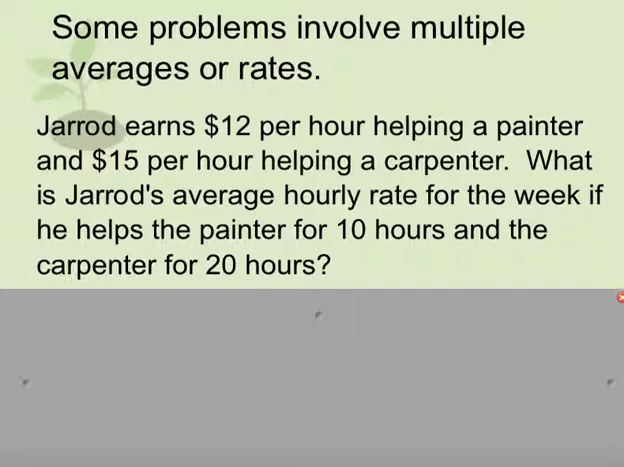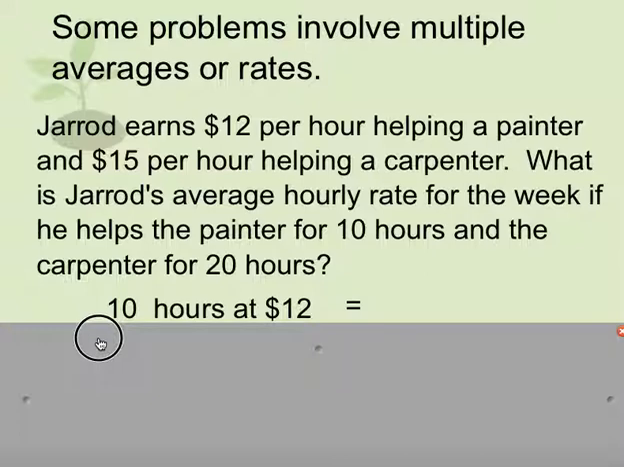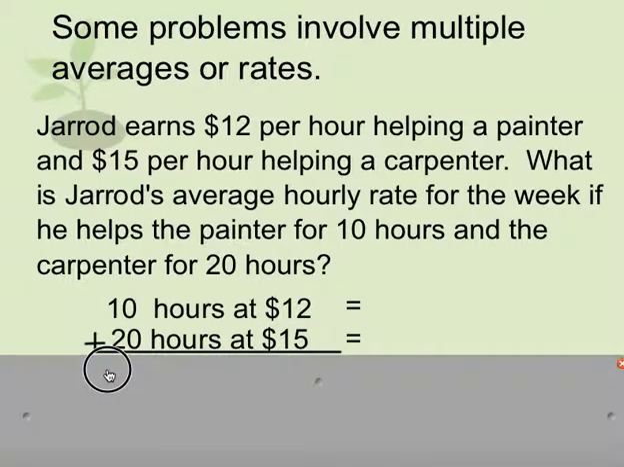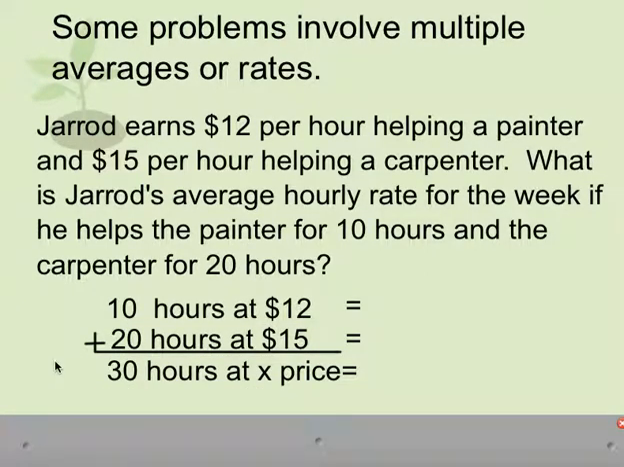Jared earns $12 per hour helping a painter and $15 per hour helping a carpenter. What is Jared's average rate for the week if he helps the painter for 10 hours and the carpenter for 20 hours? So this is similar to our first problem. We're going to find how much he earns for the 10 hours, find how much he earns for the 20 hours, and divide by 30 since we want that total amount of money divided by the total amount of hours.